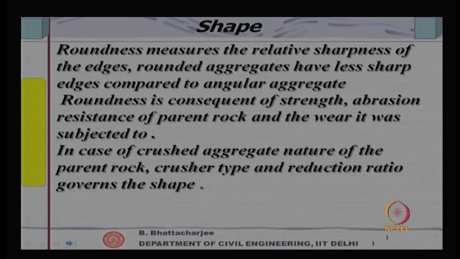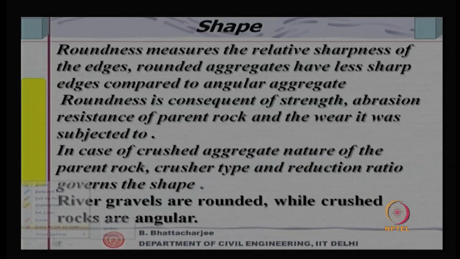A crushed aggregate obviously will have a tendency to remain angular. If you have crushed it, it will have a tendency to remain angular, right. Rounded aggregate, natural aggregate, through abrasion and wear and tear, might lose its edges and therefore may be rounded. In case of crushed aggregate, the nature of the parent rock, crusher type and reduction ratio govern the shape. So, it is the parent rock, crusher type and reduction ratio, how much, what size you are reducing to, all this will govern the shape.